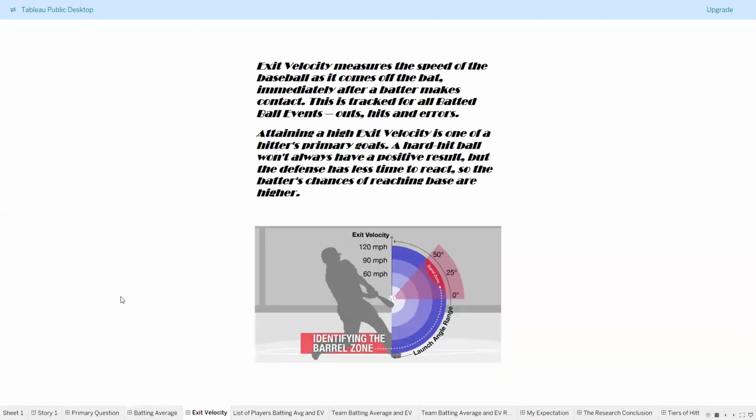And exit velocity measures the speed of the baseball as it comes off the bat immediately after a batter makes contact. This statistic is tracked every time a ball leaves the bat, whether it's hits, errors, outs, foul balls, etc. And hitting the ball hard, or attaining a high exit velocity, is one of the hitter's primary goals because if you're hitting the ball hard, then obviously the defenders are going to have less time to react to the baseball, so you'll have a better chance of getting on base.